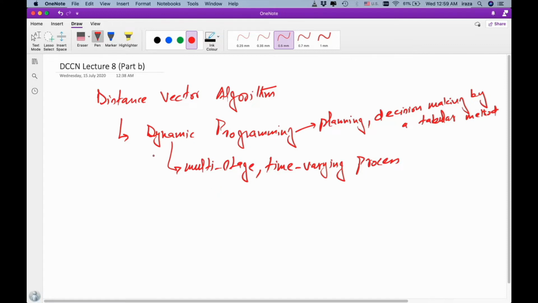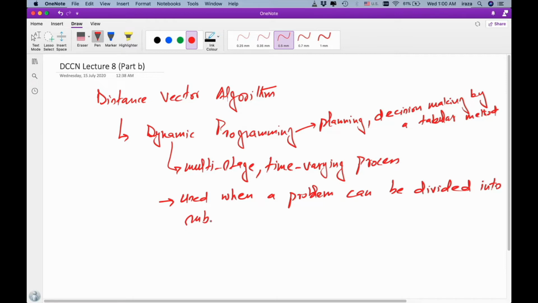So we use this dynamic programming when a problem can be divided into overlapping subproblems, that is, subproblems that overlap.